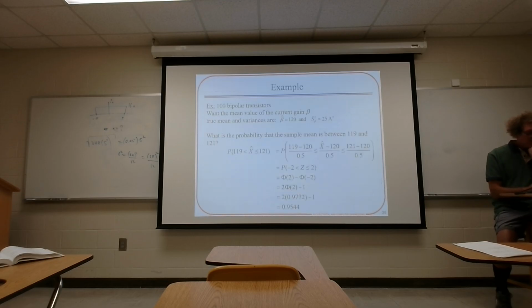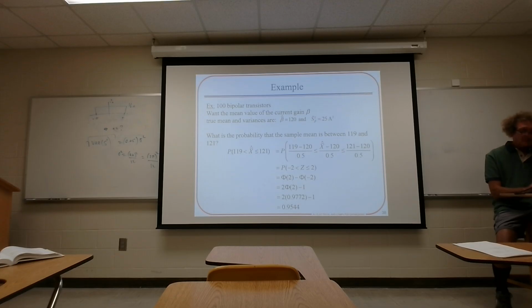So I have 119. Remember, this is 25. The square root of that would be the sample variance, or rather the sample standard deviation, which would be 5. But we have 100 bipolar transistors, so the square root of 100 is 10. So this is going to be 5 over 10, or 0.5. That's where that 0.5 came from.